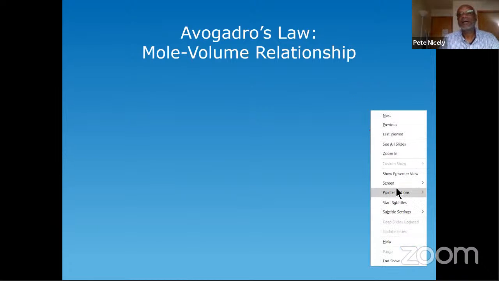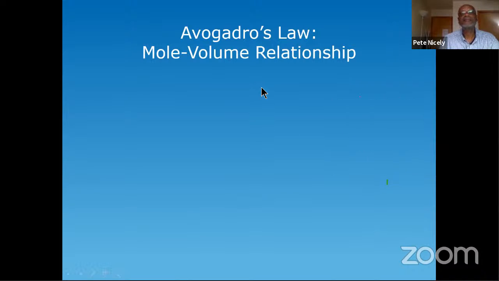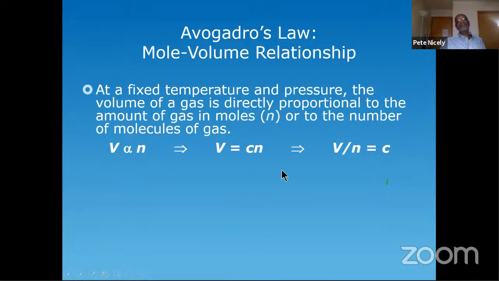Okay, this is going to be the last thing we're going to discuss, and then I'm going to call it a day. Avogadro's law, the third law in this series, which talks about the relationship between the mole and the volume of a gas. Okay, so in words, this law says that at a fixed temperature and pressure, the volume of a gas is directly proportional to the number of moles or the number of molecules of the gas.